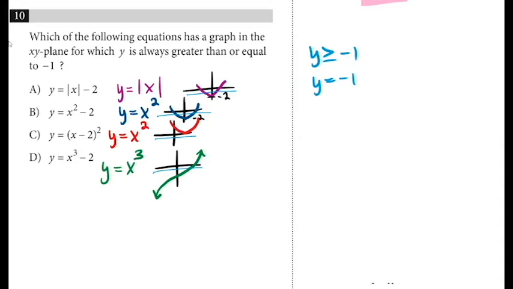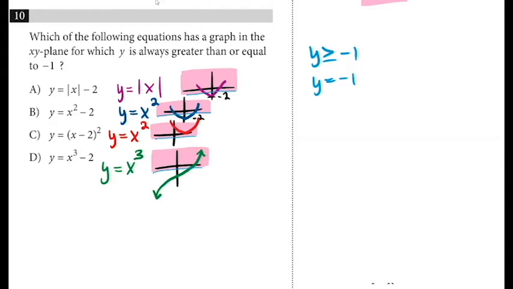So for an inequality, you go to the line that relates to that inequality, but for greater than you shade above, and for less than you shade below. So we just drew in the lines y equals negative 1 on all 4 of these answer choices, but we're going to go ahead and shade above them because y is greater than or equal to negative 1.